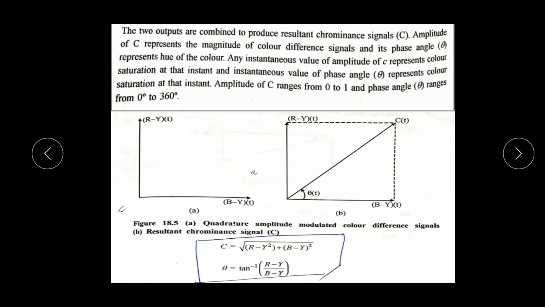You can see in this plot the two signals R minus Y and B minus Y, separated by 90 degree phase shifting. And this is the equivalent of the color signals R minus Y and B minus Y. So according to the chrominance modulation, C equals the square root of R minus Y squared plus B minus Y squared, and theta equals tan inverse of R minus Y divided by B minus Y.